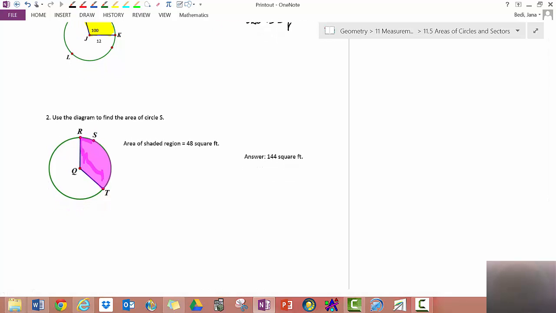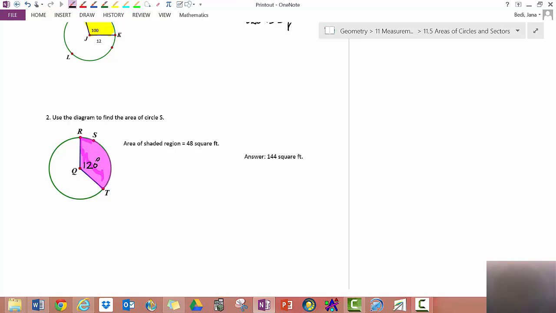Okay, you're given the area of the shaded region here. And what you need to do, let me see, do we have some missing information? We sure do. What we need to know in here is the angle measure. The angle measure here is 120 degrees. So now you know the angle, so you can find the radius of the circle first.